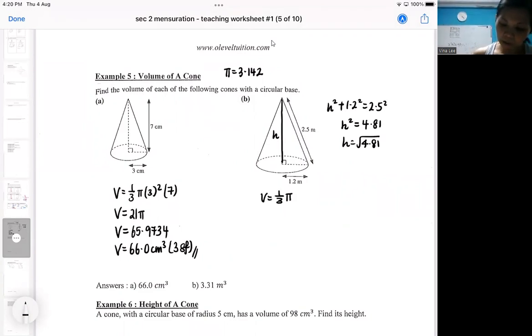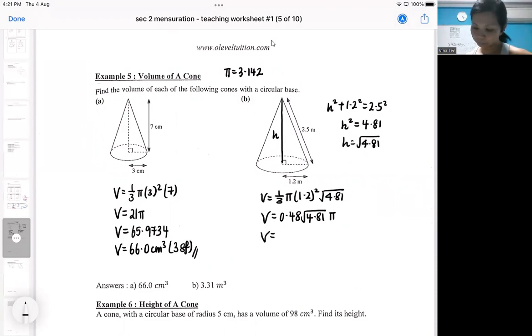1/3 base area, pi r squared, times height. Usually I will prefer to punch out in the final part, then I will punch out. So 3 SF will be your final answer.